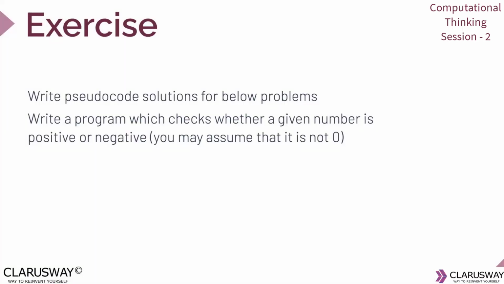Okay. Let's now see the first question right here. Write a pseudocode solution for the below problems. Write a program which checks whether a given number is positive or negative, and then just give the output. So the program should also say negative or positive. Okay. And the input is not going to be 0. You can also see that. So write a pseudocode for this. I'm expecting your responses in the chat.